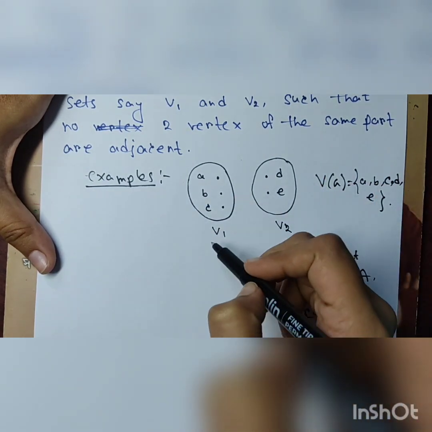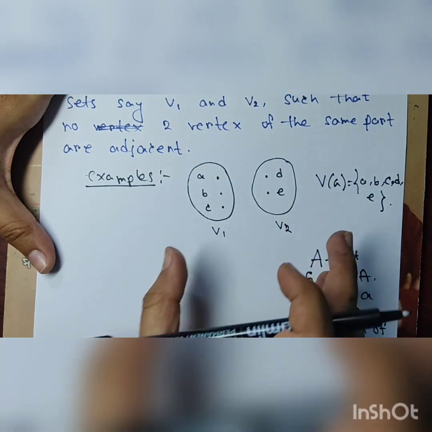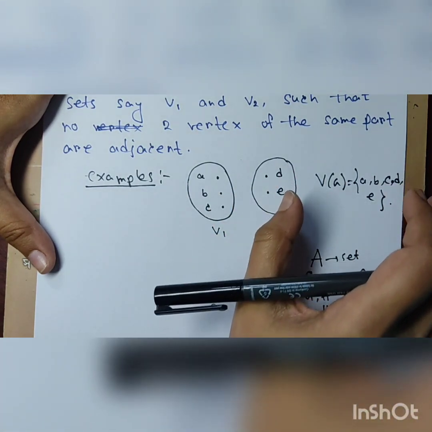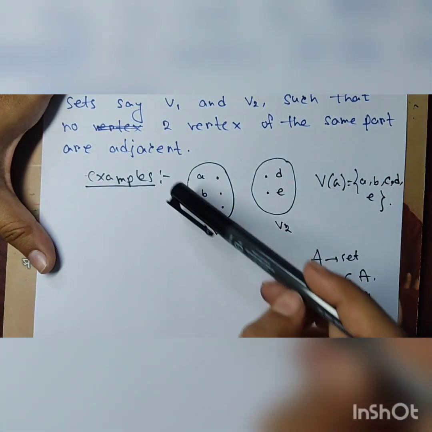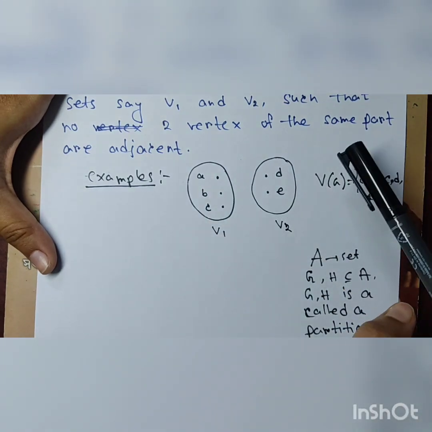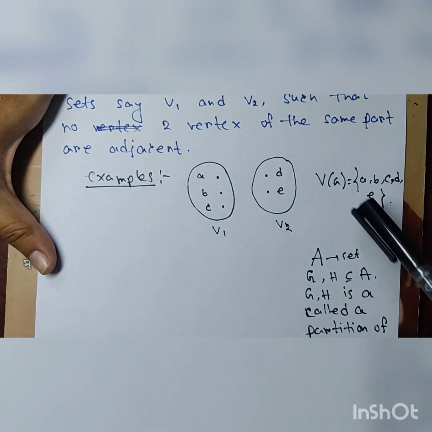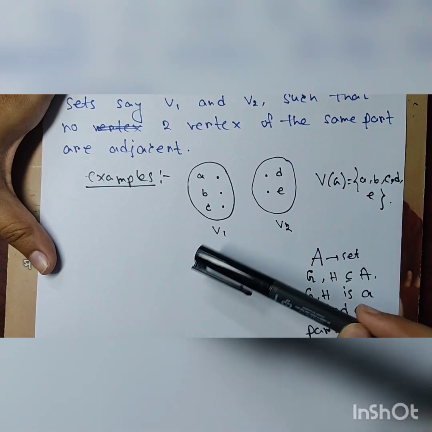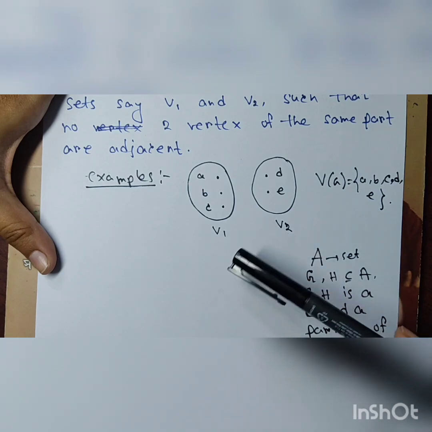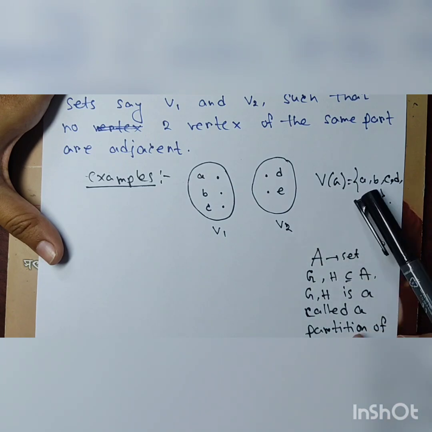Okay, so if we take V1 and V2 to be the partition, then if we take the union of these two sets, we'll get the whole vertex set V of G. And also these two sets have no vertex in common, that is their intersection is empty. So we can say that this actually holds because this vertex set was A, B, C, D and E, and we have taken V1 to be A, B, C and V2 to be D and E. So these two sets have an empty intersection, and the union of these two sets is the whole vertex set.